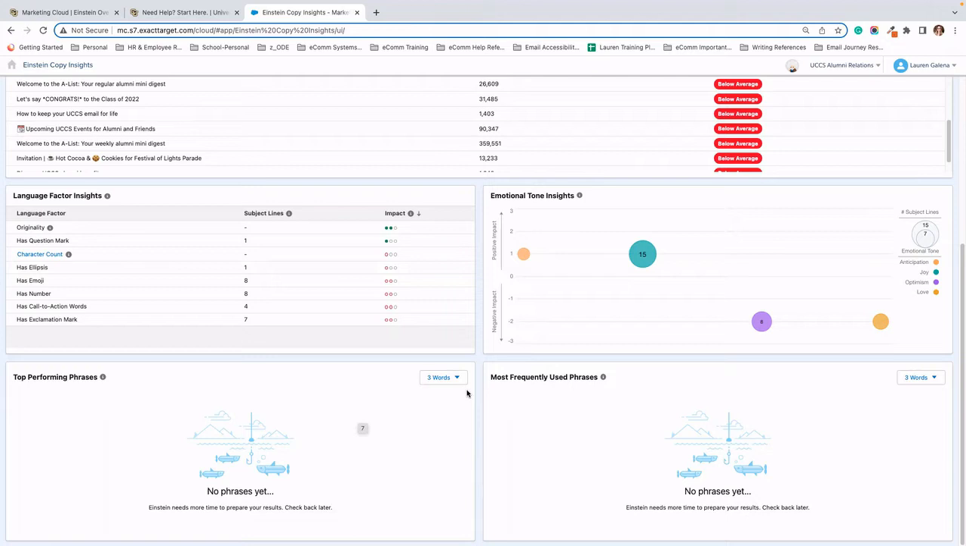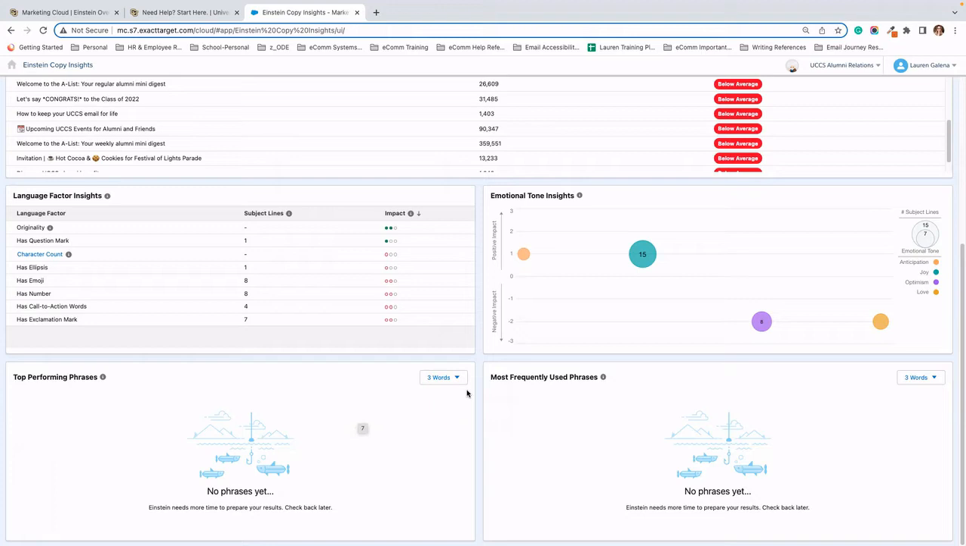So for this group participation, if you could share in the chat or come off of mute and share one of your top performing subject lines that you're seeing in your business unit. And in looking at the language factor insights widget, share a language factor that is positively impacting performance.